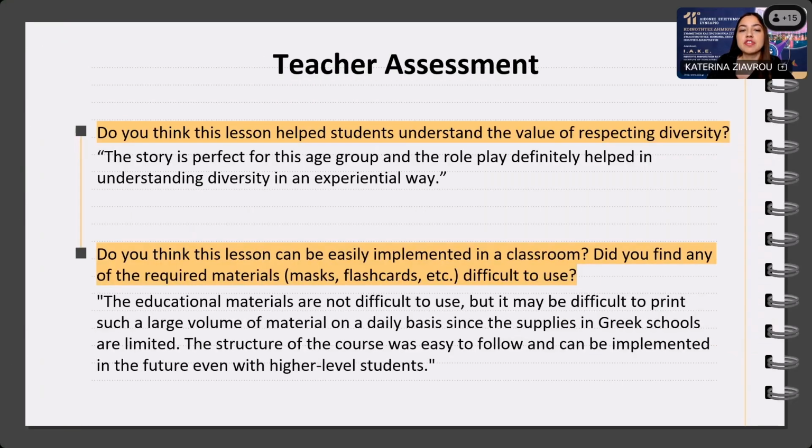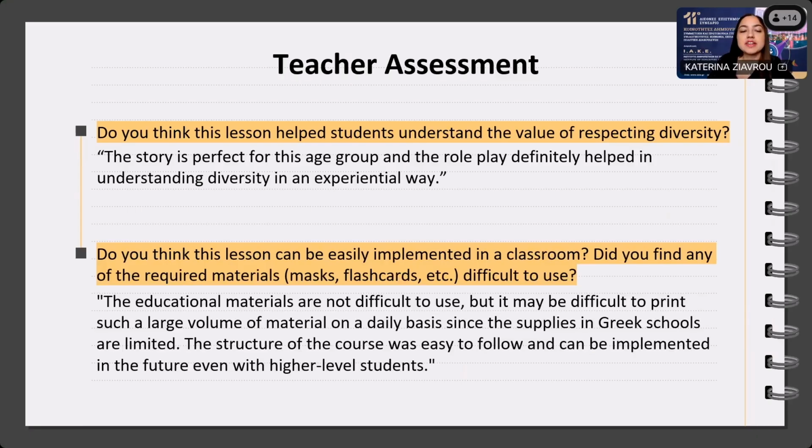The evaluation of the course was completed with a validity interview through open-ended questions with the English teacher of the class. Two indicative questions and their responses from the teacher are: do you think this lesson helps students understand the value of respecting diversity? The teacher answered, the story is perfect for this age group and the role play definitely helped in understanding diversity in an experiential way.